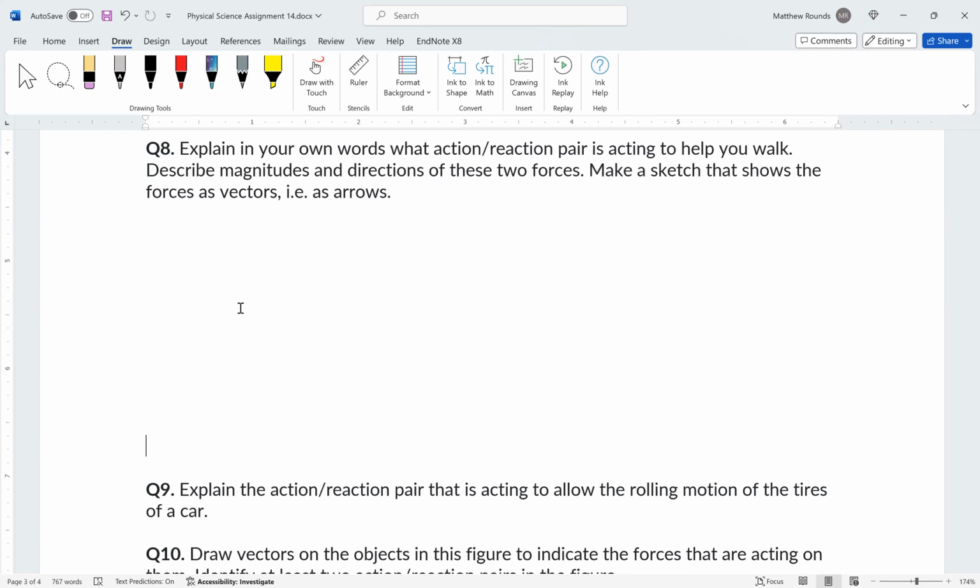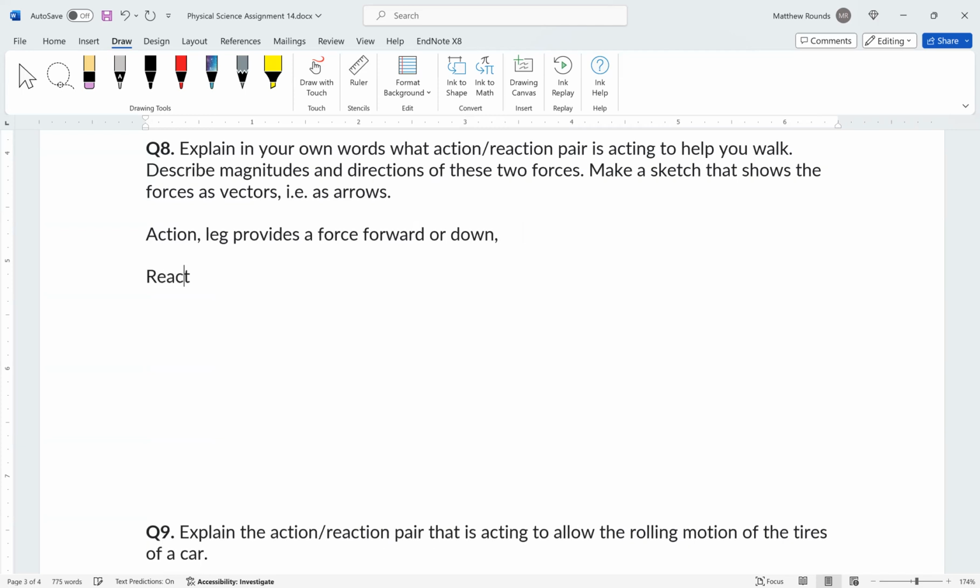Okay. Now when you take a step, what do you do with your other leg that isn't moving? You prepare for the next step. Right. Do you push off the ground to some degree? Yes. Okay. So there you have it. The action is that your leg provides a force forward or down. You can think of it even as down. And the reaction, the ground pushes back with an equal and opposite force.